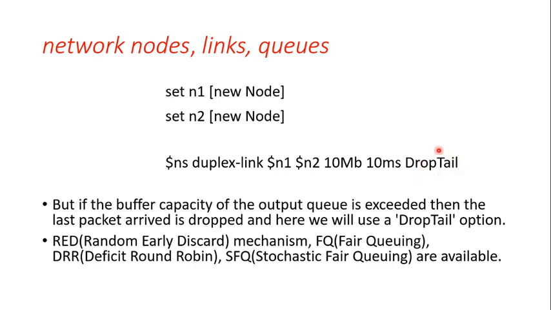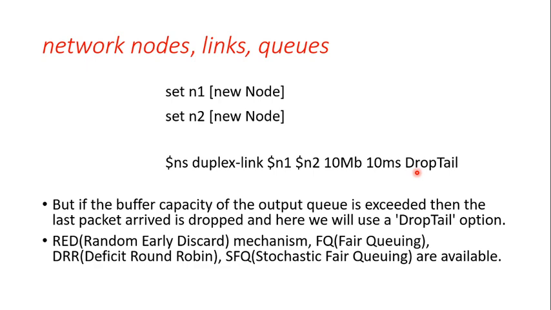Then finally drop tail. This last factor which you are supposed to know deals with the congestion control in the queue which will be initialized over the link. So you are initializing the queue or the link between N1 and N2, and what type of link? It is the duplex link. From N1 to N2 with a capacity of 10 Mbps and 10 milliseconds of delay. And in that queue, how do we handle the congestion control in the buffer.